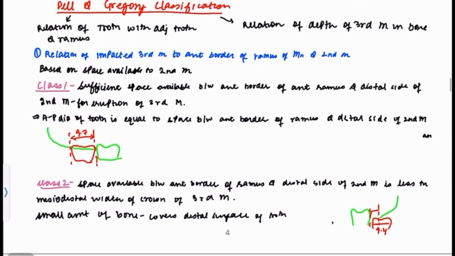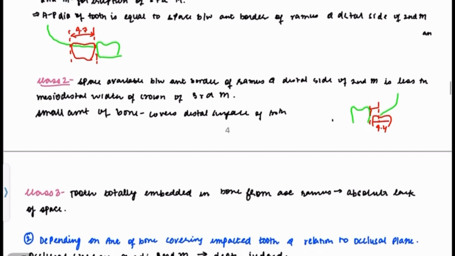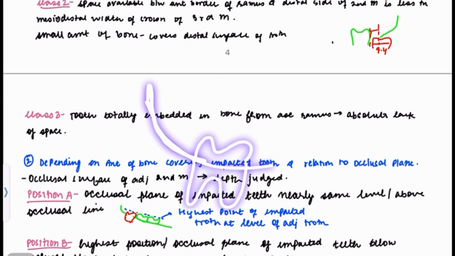So let's revise. In this Pell and Gregory classification, we did the relation of impacted teeth to the anterior border of ramus of mandible and the second molar. In class 1, there is sufficient space available for this impacted molar to come out. In class 2, there is lesser space available, and in class 3, there is absolute lack of space. The tooth cannot come out. So basically in this position the ramus is here and there is absolutely no space for this third molar to come out. That would be class 3.